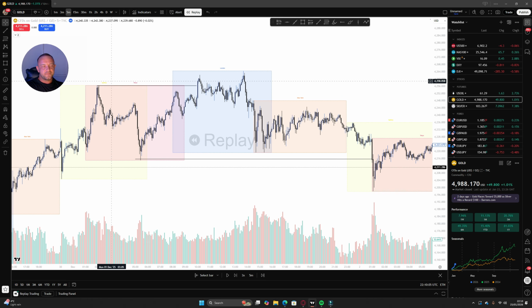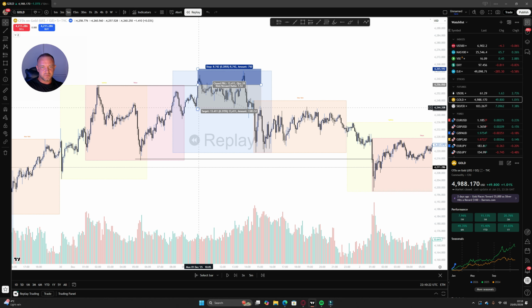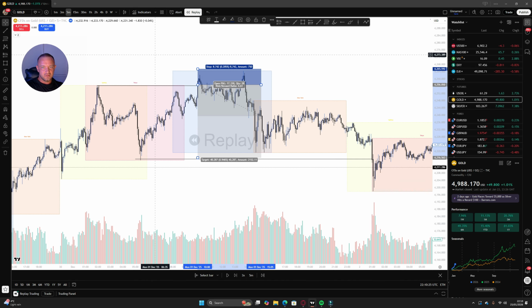So if you were trading off purely liquidity, you could have got in a sell up here. Sometimes I'd take my sell just off the sweep. I don't wait for a structure shift, but it's a bigger stop loss than I would like to use, especially if I'm just targeting this low.